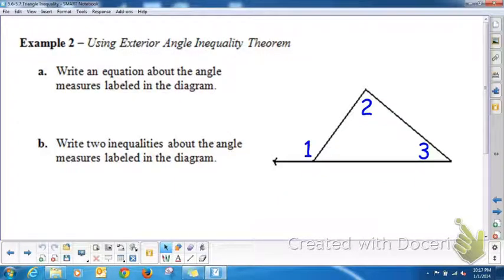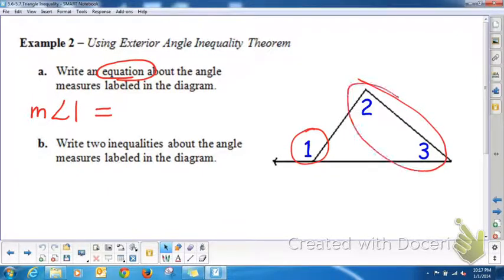Write an equation about the angle measures labeled in this diagram. Well, the exterior angle, angle 1, the measure of angle 1 is equal to, equation means you're going to have an equal sign, the sum of the measure of these two angles, the measure of angle 2 plus the measure of angle 3.